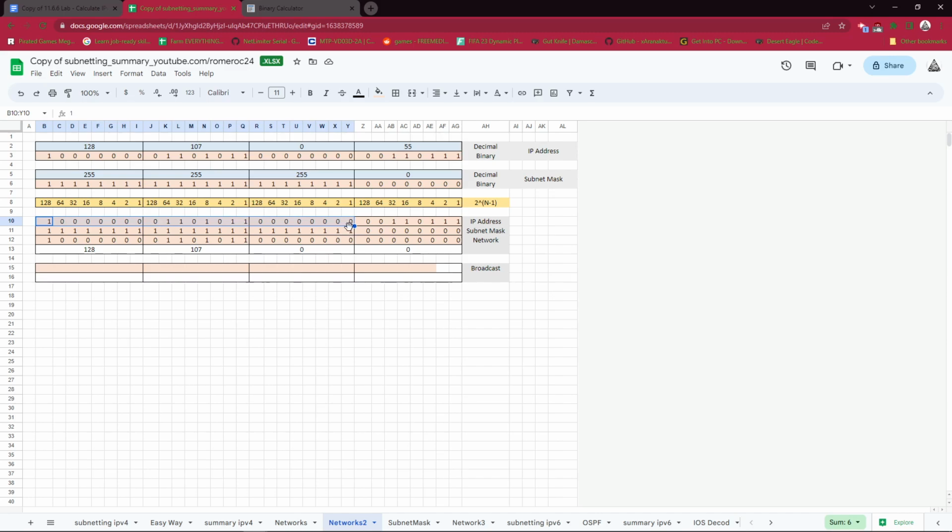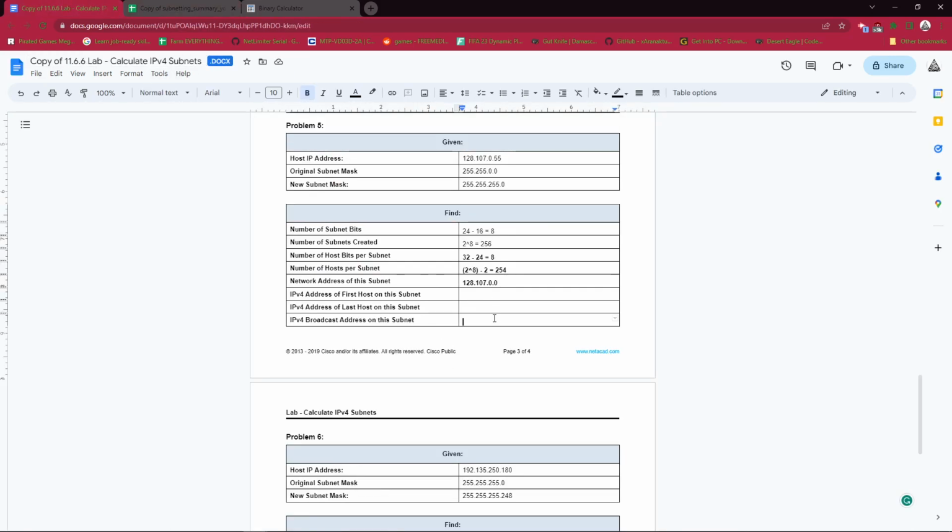The only thing that multiplies by 1, we get the same answer. So we just copy and paste it back, and for the rest of this, just fill it with 1. So this is converted back to decimal. We get 128.107. This will be 0 and this will be 255. Just copy this and put it on the paper: 128.107.0.255.